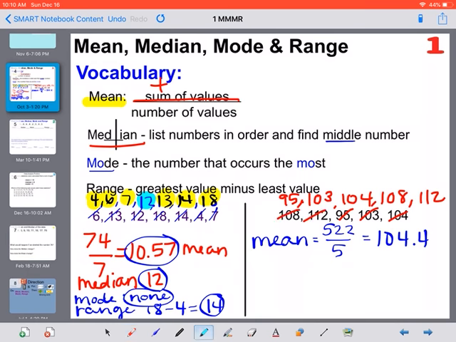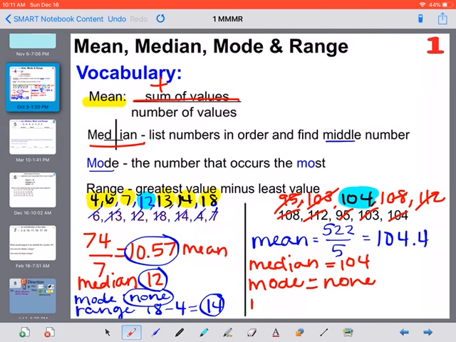So our number that's in the middle would be 104 because there's 2 numbers on each side. You could cross them off as you count, one on the left, one on the right, but our median is 104. This one again with our mode, there is no number that's listed more than once, so it's none. And then our range, biggest number minus the smallest number. So we have 112 minus 95 gives us 17.